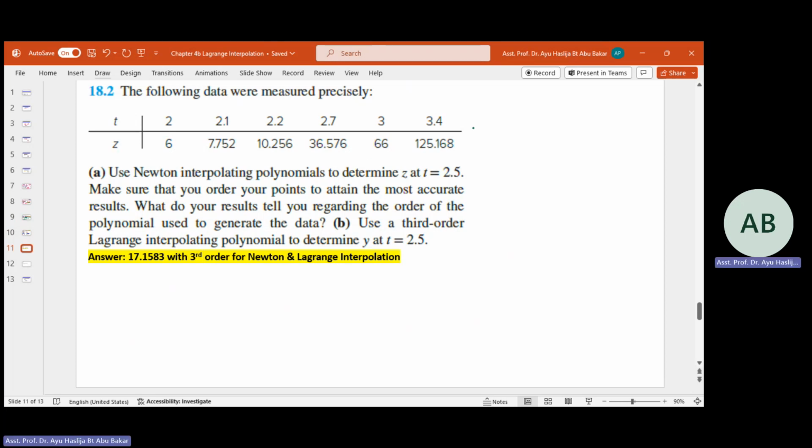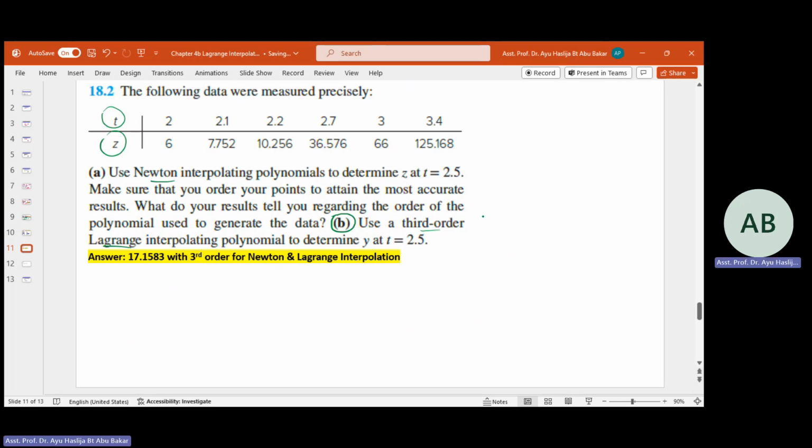Given the data set, you have T and Z. It asks you to calculate Z at T equals 2.5 by using Newton and third order Lagrange. We focus on Lagrange only, part B. For the Newton, you can calculate later on your own time.